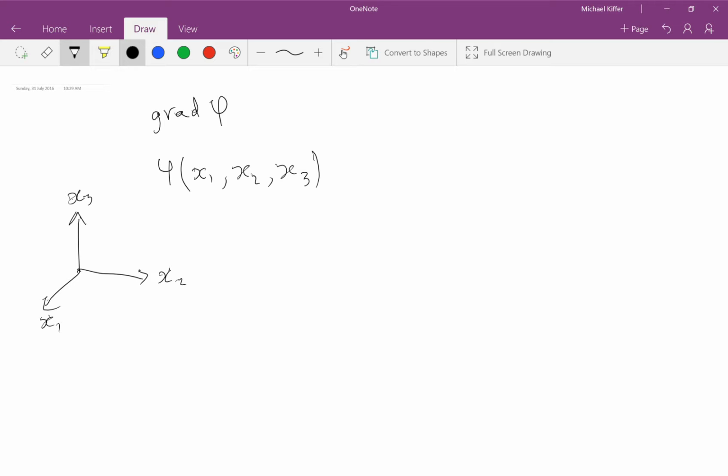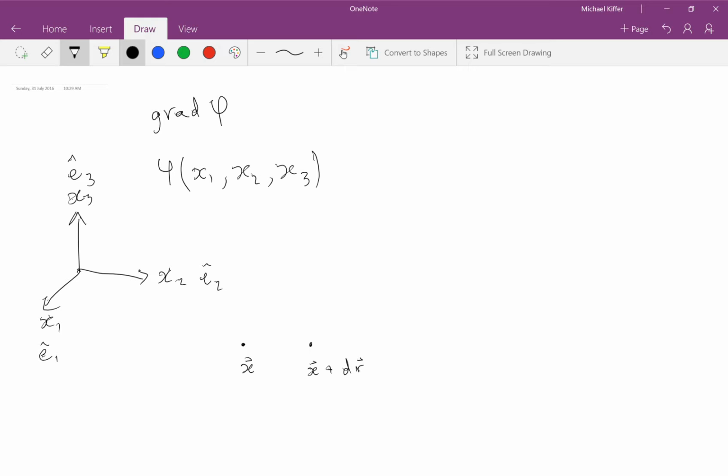They have unit vector components e1, e2, and e3. And so given some point, we'll call that x, I want to know what the change, the infinitesimal change is when I go to some other point, x plus dr.